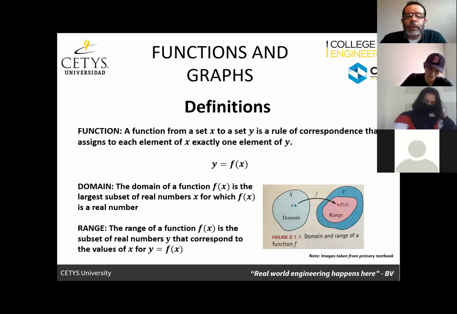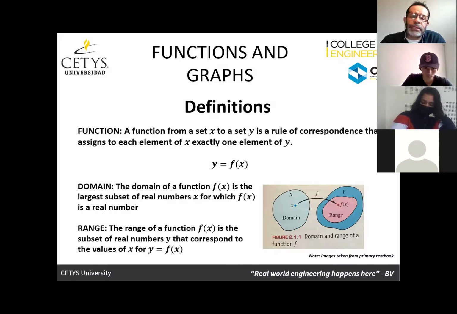So I'm going to say it again. A function is going to be a set defined by rules of correspondence between 2 elements or 2 variables, X and Y, where for each element of X, exactly one element of Y is assigned. That's the relationship or correspondence that exists. If for a particular element of X, there is more than one value of Y, then that is not a function. Okay. So that's a very important definition moving forward.